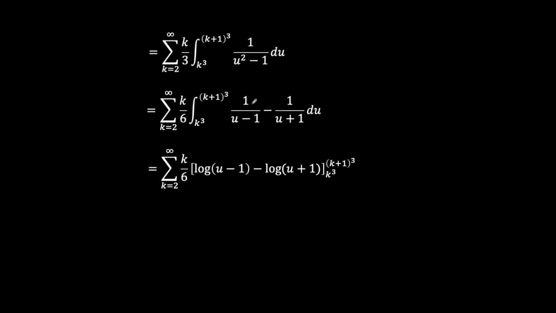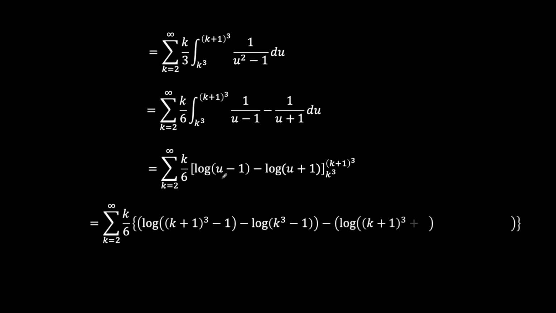I also forgot to tell you that obviously when you express it in this partial fraction format, you have to multiply by a constant of a half, and a half multiplied by k over 3 becomes now k over 6. So inserting in the limits, in place of u, we have k plus 1 cubed minus 1, and then we have lower limit k cubed minus 1. And then obviously for this second term, k plus 1 cubed plus 1, and so on.